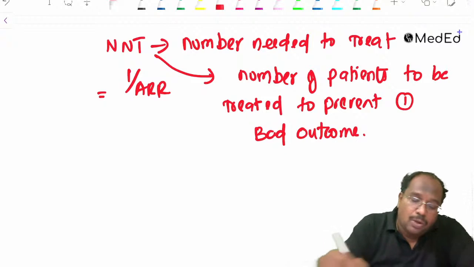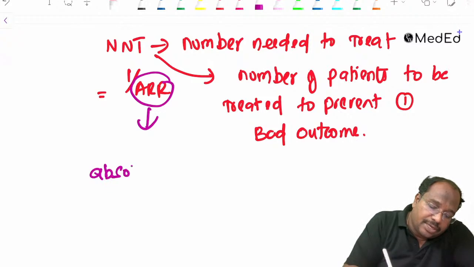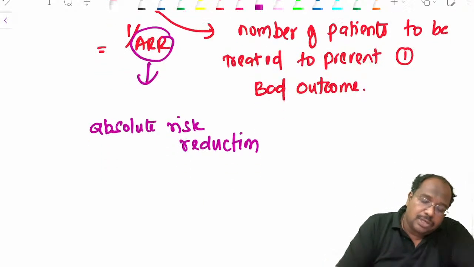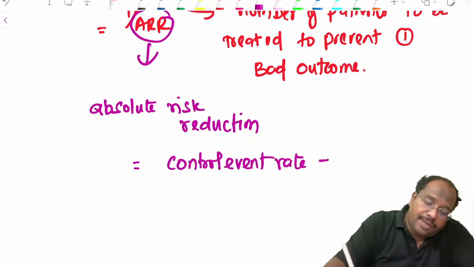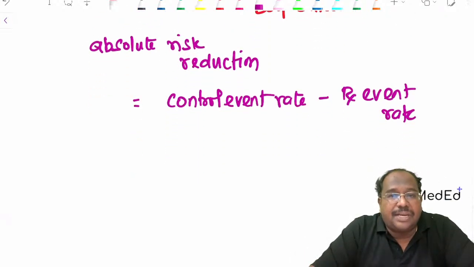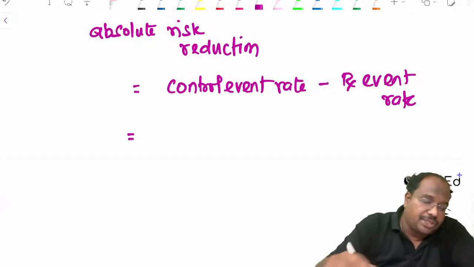What is ARR? ARR means absolute risk reduction. The formula for ARR: absolute risk reduction is the control event rate minus the treatment event rate, that is, the event rate in the control group minus the event rate in the treatment group. Now we'll go to the question.